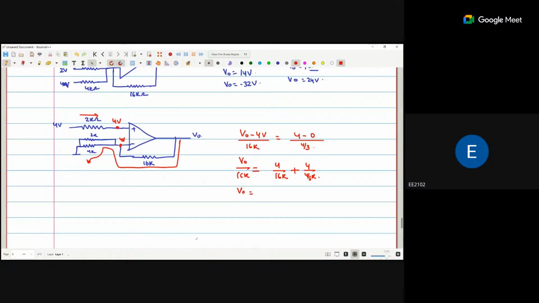Okay, so V naught by 16K is equal to 4 divided by 16K plus 4 divided by 4 by 3K. So V naught is equal to 4 plus 48, which is 52 volts. Okay, so I consider that V naught 1, that is 52 volts. Is it okay? Any doubt? Okay, sir.